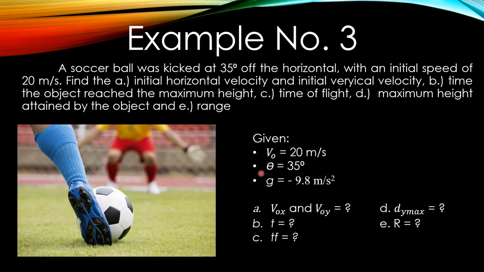Analyze the problem. We have the initial velocity, which is 20 meters per second. The given angle is 35 degrees. So let's write the value of the gravitational pull, which is negative 9.8 meters per second squared. We are looking for the following items. We have initial horizontal velocity, initial vertical velocity, time the object reached the maximum height, time of flight, maximum height attained by the object, and also the range.